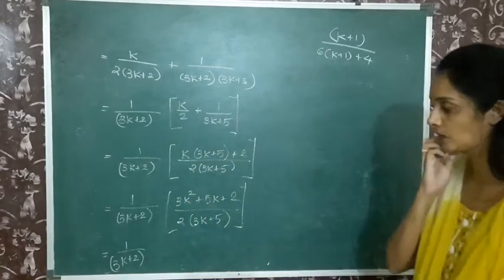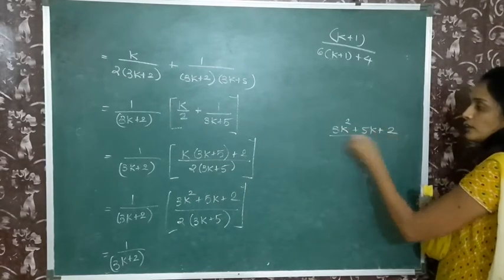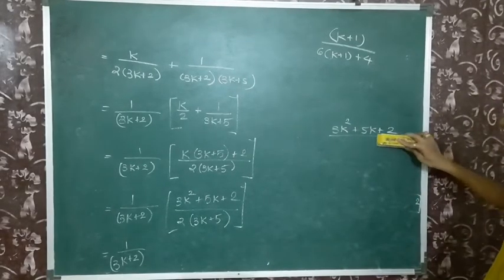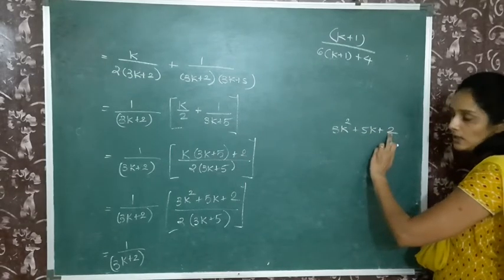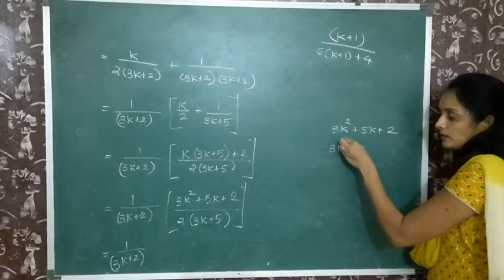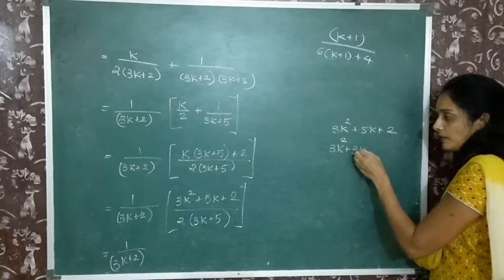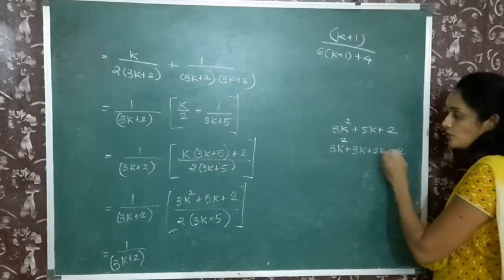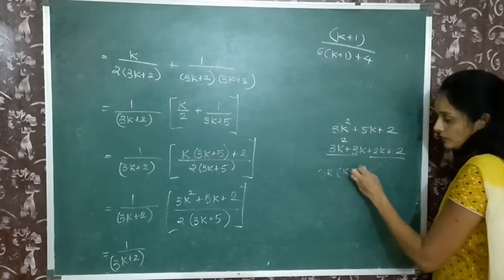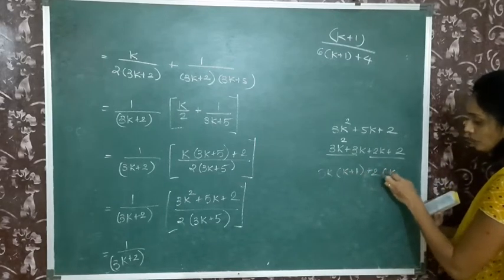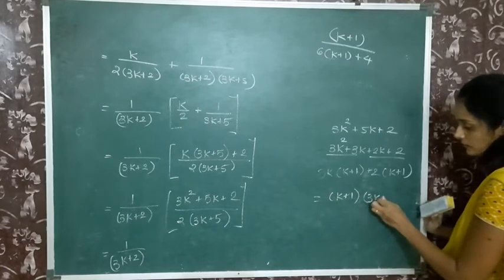Now 3k square plus 5k plus 2. This is a quadratic equation. So we factorize this equation by the splitting method. 3 2s are 6, so factors are 3 and 2, whose product is 6 and sum is 5. So factors are 3k square plus 3k plus 2k plus 2. So now we can take common 3k, and common out 2. So factors are k plus 1, 3k plus 2.